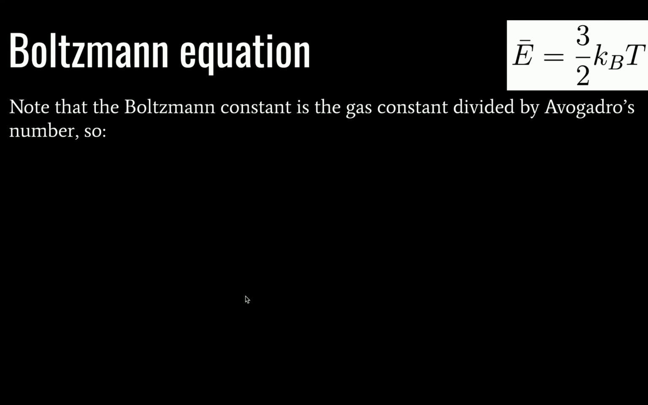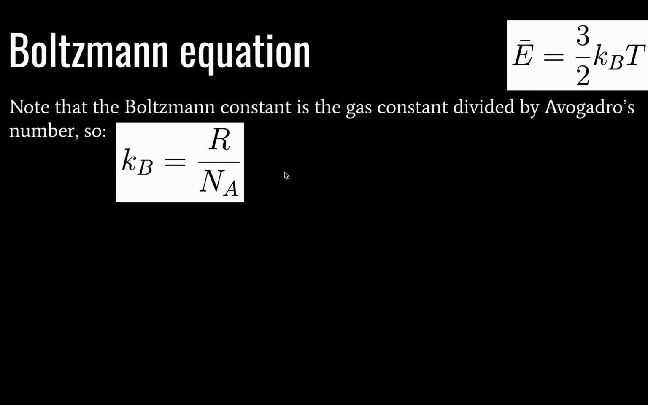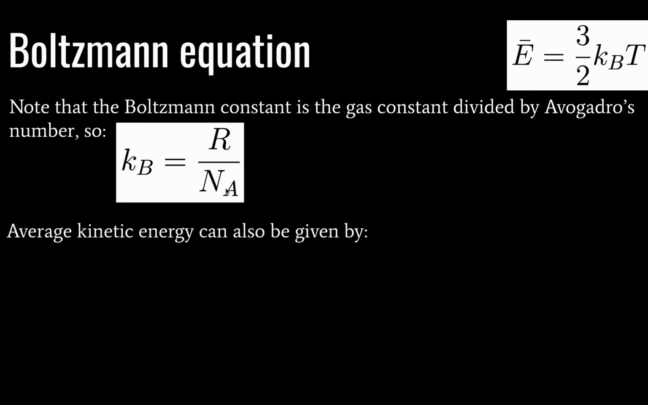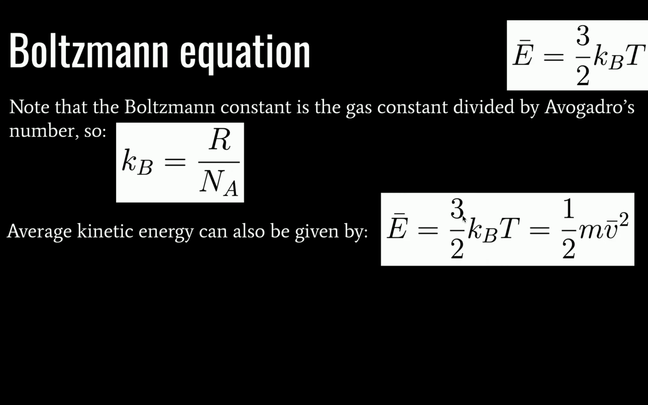You should be aware, however, that the Boltzmann constant is the gas constant divided by Avogadro's number. Okay, so there's some hidden mathematics here. And here's just a quick summary. Boltzmann's constant is equal to the gas constant divided by Avogadro's number, once again. We should also note here that average kinetic energy can also be given by 1/2 mass times velocity squared. This means that what we're dealing with here is average speed.